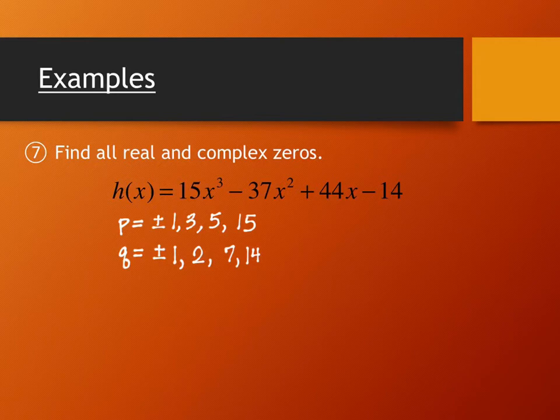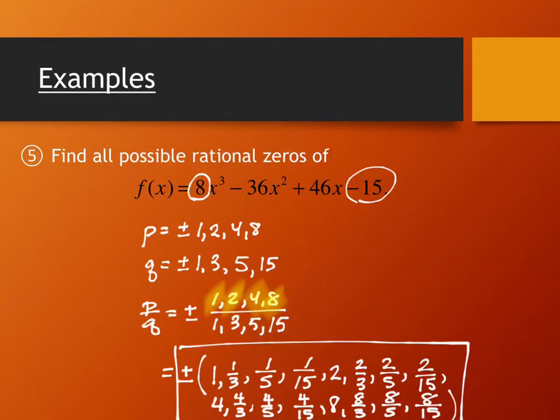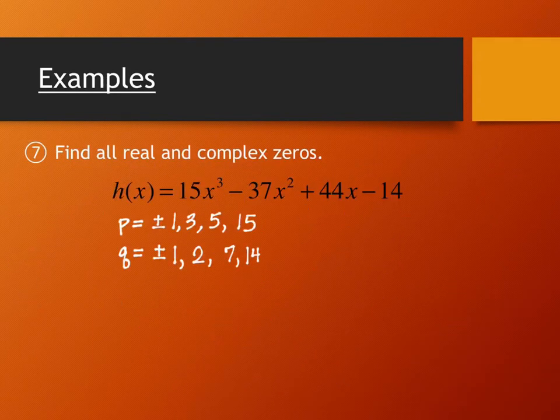I know how to do this. This is a lot like that first one that we found the zeros for over here. I have 4 on the top, I have 4 on the bottom. So my P over Q here is plus or minus 1, 3, 5, 15 over 1, 2, 7, and 14. I don't need to write them all out. That's not necessary. You know how to write them out, so if that were the question asked, you could do it, but that's not the question asked here. I'm trying to move on into synthetic division with a reasonable guess as to what my answer might be.